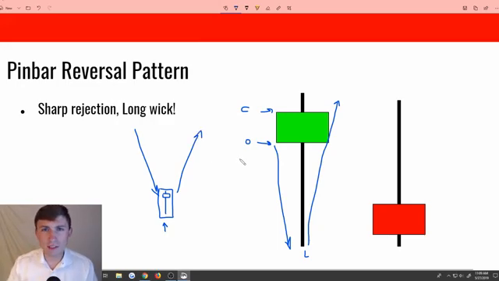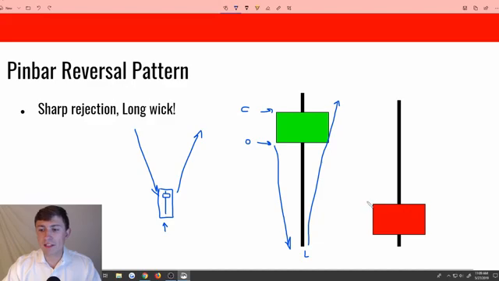Now, is it going to work every single time? No, it's not. But nothing is going to be perfect when it comes to trading, right? This can give us an edge, or a probability of being correct, about which way the market may be headed next. Now, similarly, we have a bearish pin bar, and I've created an example right here.